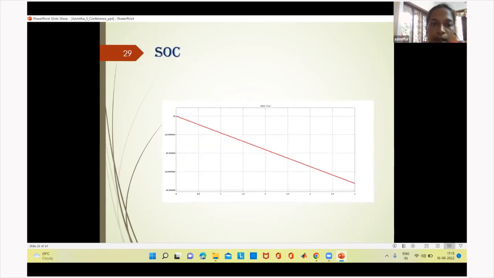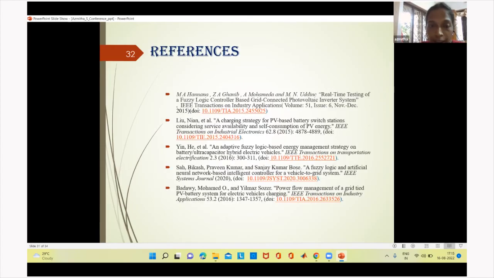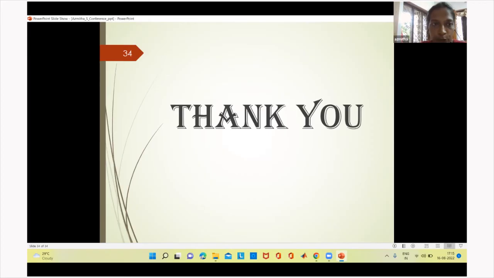Here SOC is dropping from 50. The conclusion is that 2 different smart ANFIS controllers have been designed, which are the ANFIS MPPT controller and the ANFIS EV controller. Solar irradiance and temperature changes are the 2 main variables which affect the PV output voltage and current. These problems are minimized with the help of the ANFIS controller. The ANFIS EV controller effectively controlled the charging and discharging of the electric vehicle. These are the references which I have taken. Thank you.